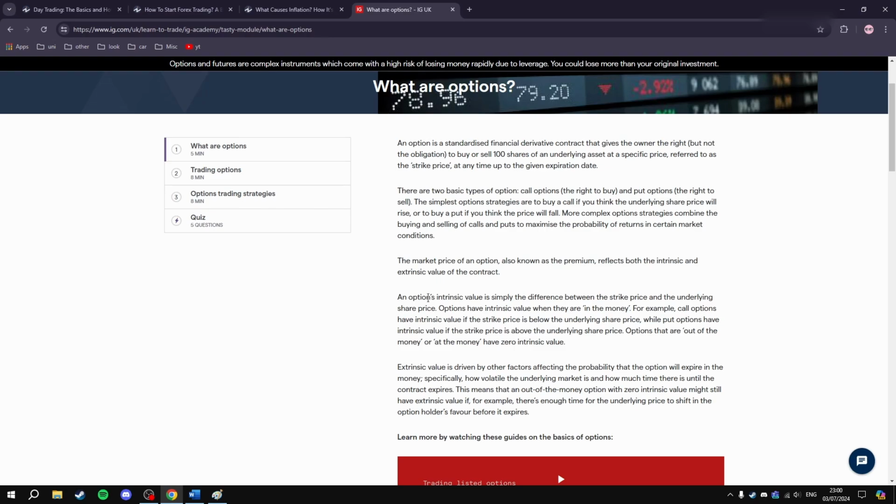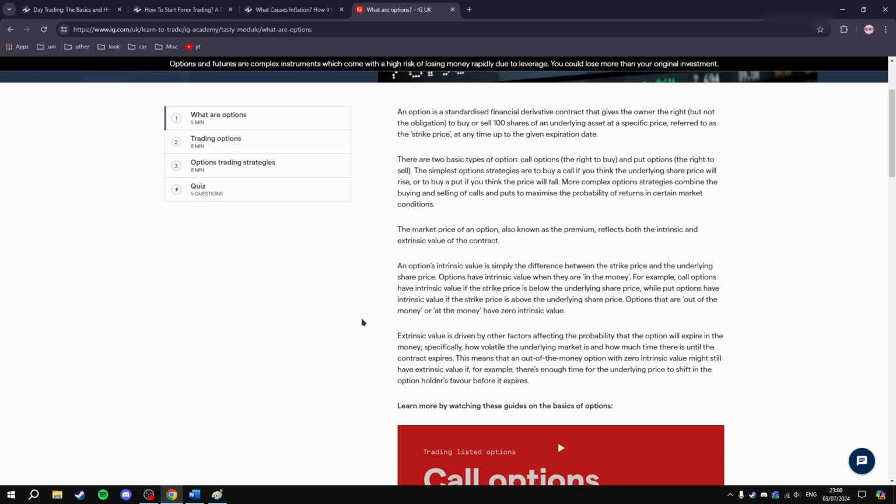An option is a standardized financial derivative contract that gives the owner the rights but not the obligation to buy or sell 100 shares of the underlying asset at a specific price, referred to as the strike price, any time up to the given expiry date. There are two basic types of options: call options, the right to buy, and put options, the right to sell. Simplest option strategies are to buy a call if you think the underlying share price will rise, or buy a put if you think the price will fall. More complex option strategies combine the buying and selling of calls and puts to maximize the probability of returns in certain market conditions. The market price of an option, also known as a premium, reflects both the intrinsic and the extrinsic value of the contract.